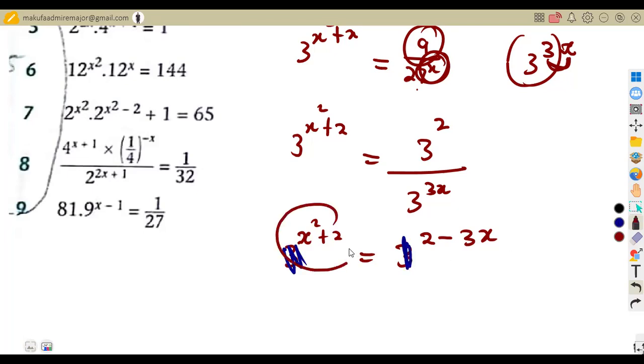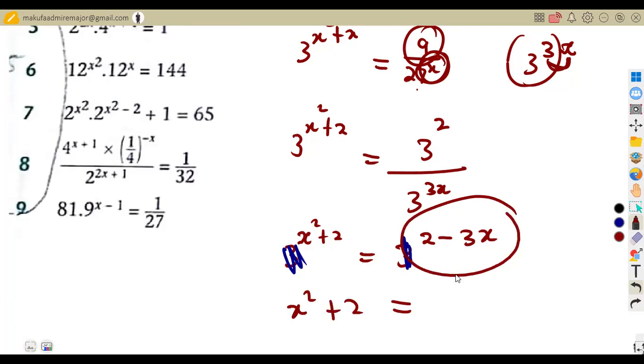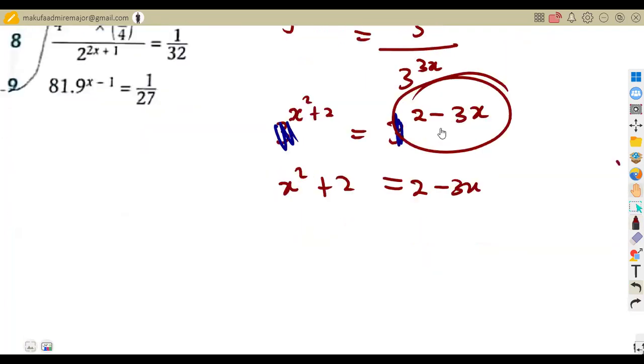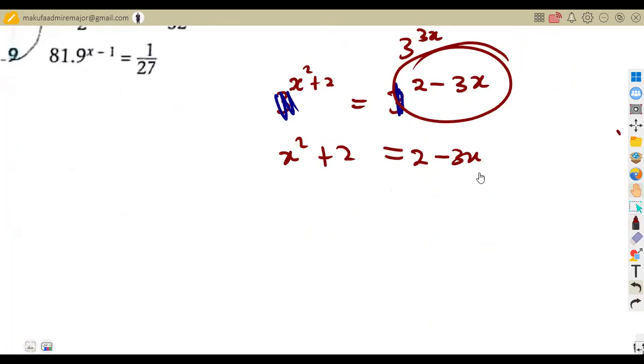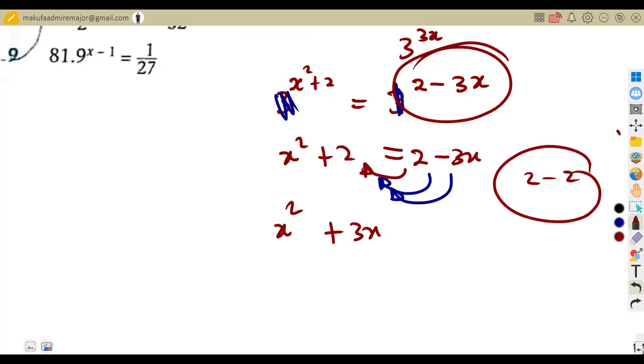So x squared plus 2 must be equal to 2 minus 3x on our exponent. We have formulated an equation that we are supposed to solve for x. That's it, a quadratic equation. Like I said, for a quadratic equation one of the sides must be equal to 0, meaning we have to transpose these terms. Transposing negative 3x to this side, it becomes positive. We transpose 2 to this side, it becomes negative. 2 minus 2 is 0, so we are left with nothing.